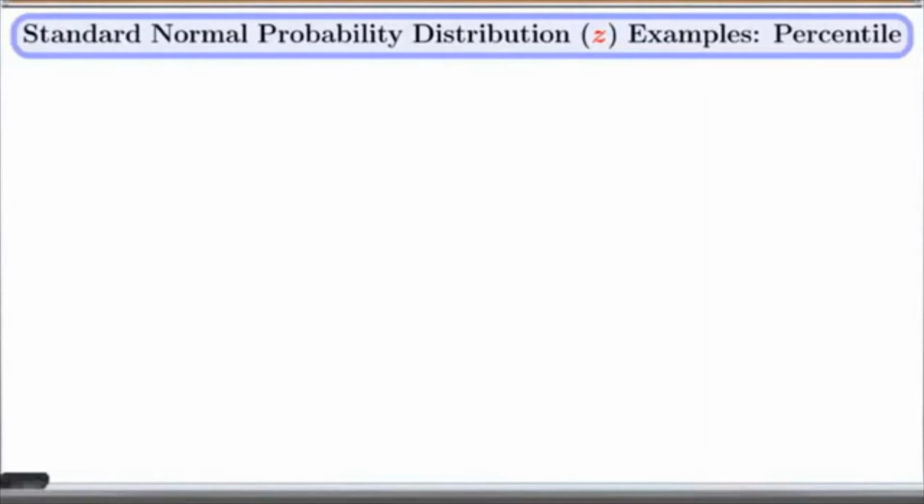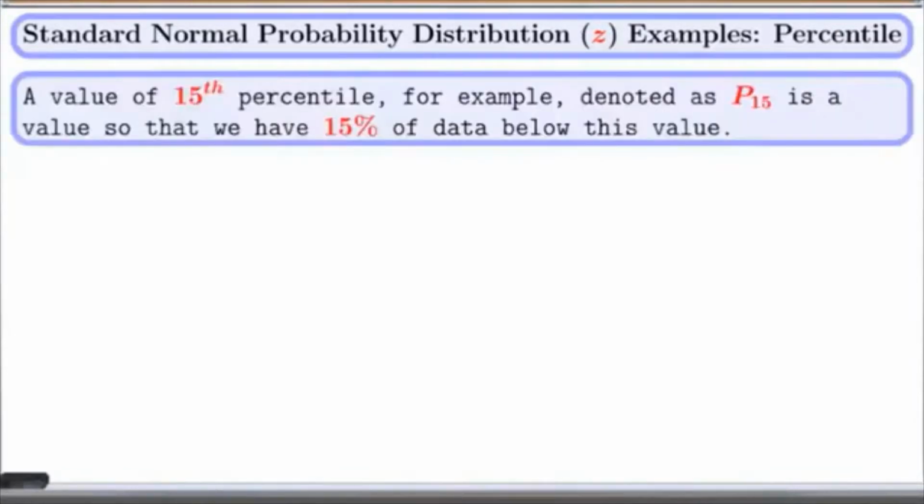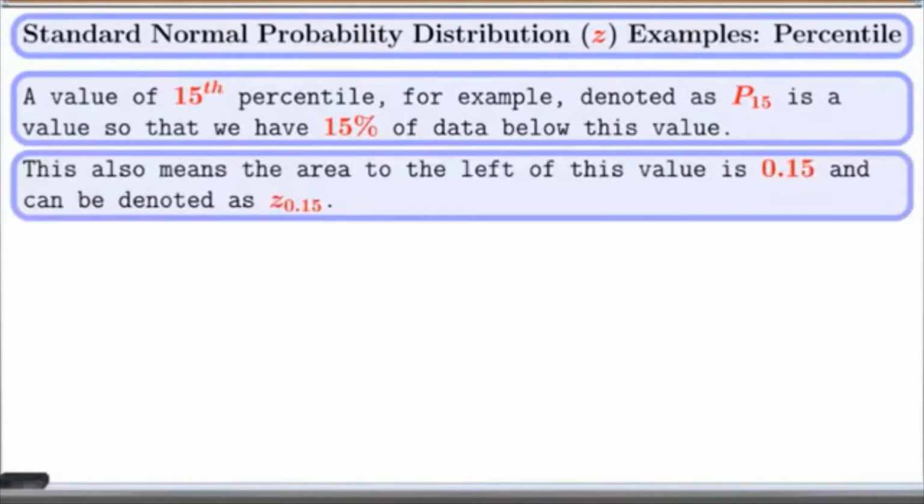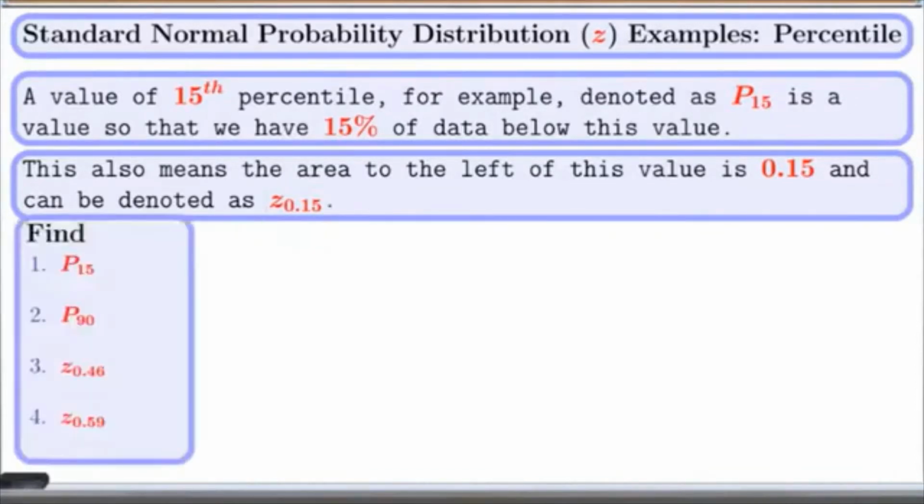In this video, we will do some calculations with percentiles for values that are normally distributed. A value of 15th percentile, for example, denoted as P15, is a value so that we have 15% of data below this value. This also means the area to the left of this value is 0.15 and can be denoted as this. P15 is what we just talked about, and we will do some more examples.